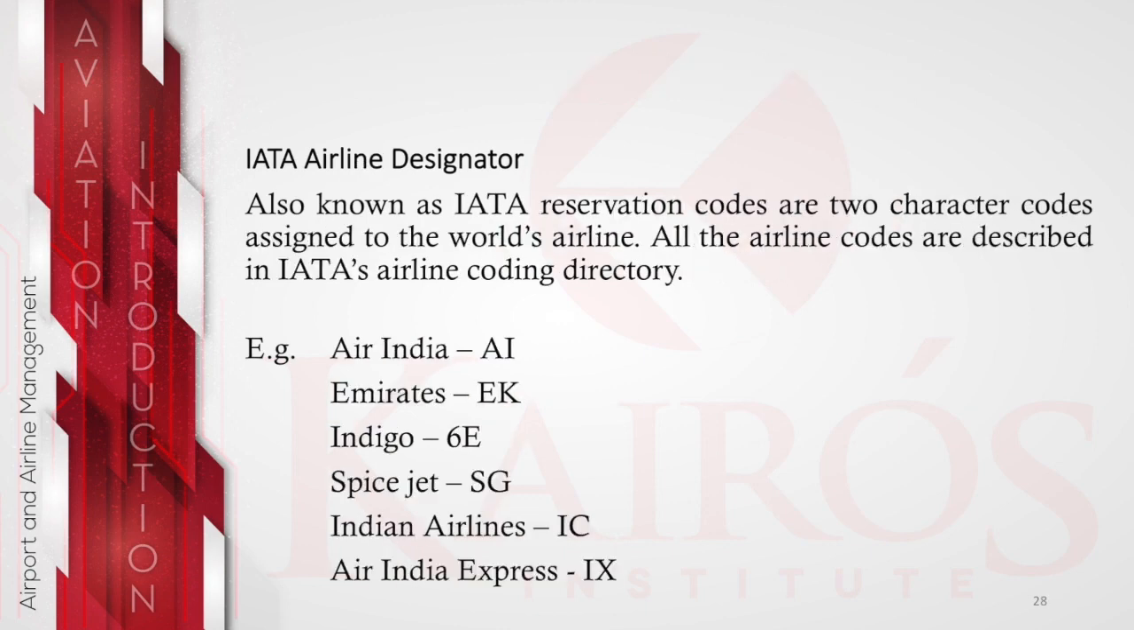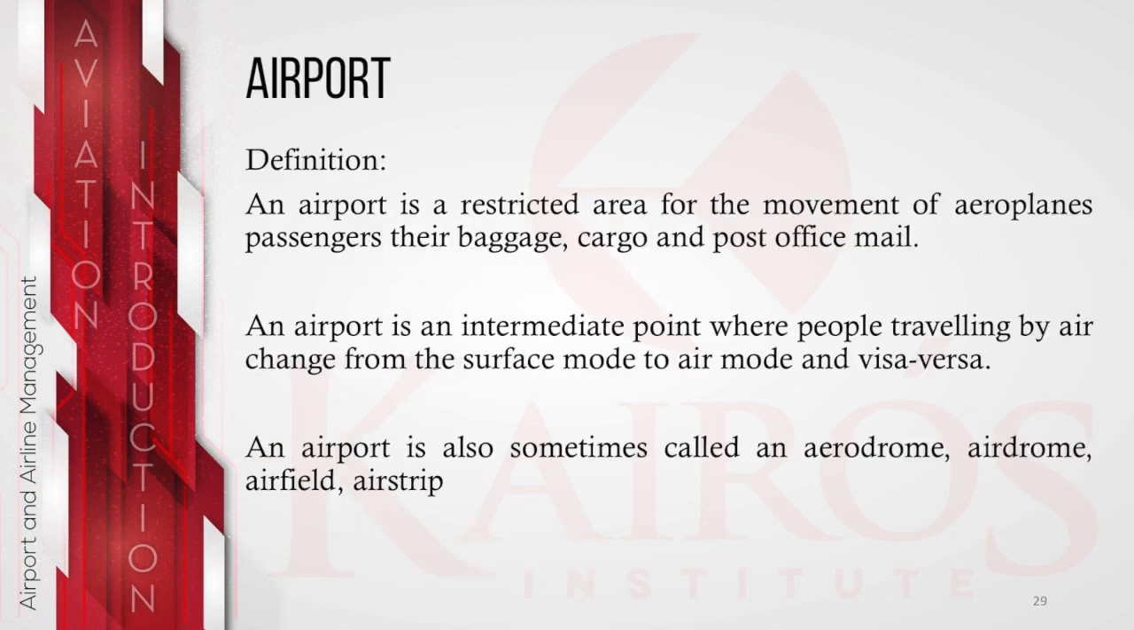IATA Airline Designators, also known as IATA reservation codes, are two-character codes assigned to the world's airlines. All the airline codes are described in IATA's airline coding directory. Example, for Air India, it's AI, for Emirates, it's EK, IndiGo 6E, SpiceJet SG, Indian Airlines IC, Air India Express IX.